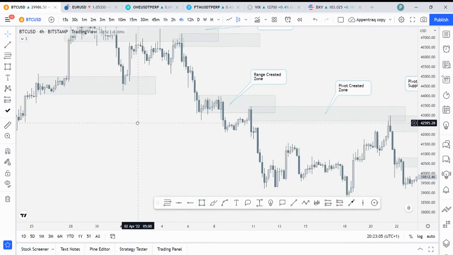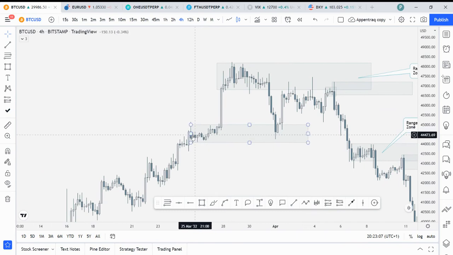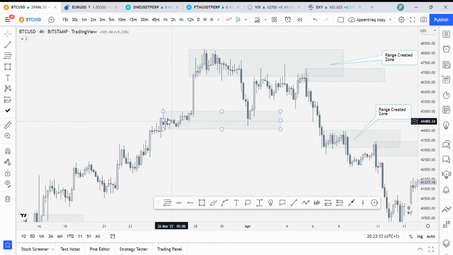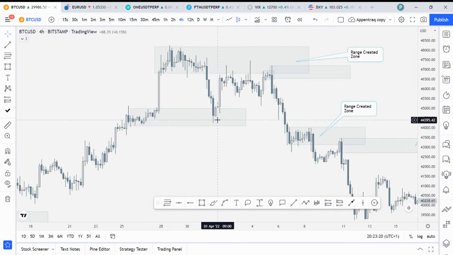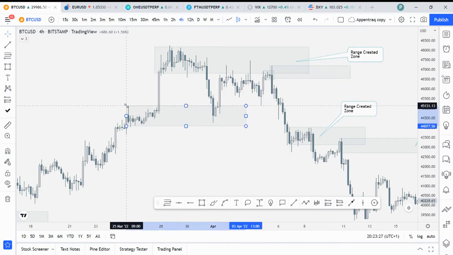Okay, same thing applies here. This is for demand. This is a range created demand zone. Price is caught between two price points, and all of a sudden there is an aggressive move away from that zone. When price taps back into it, you would usually see a kind of reaction. So this is how you map out your supply zone, I mean your demand zone.